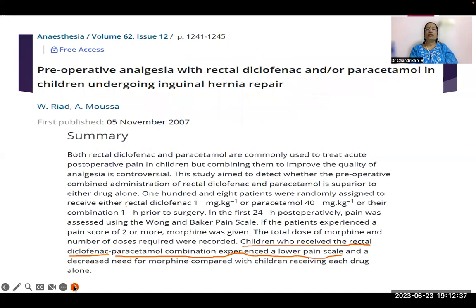There is one more article published in Anaesthesia in the year 2007. They have compared perioperative analgesia with rectal diclofenac, rectal paracetamol, and a combination of both in children undergoing hernia repair. They have concluded that children who received the rectal diclofenac paracetamol combination experienced less pain, and they required less morphine in the postoperative period.